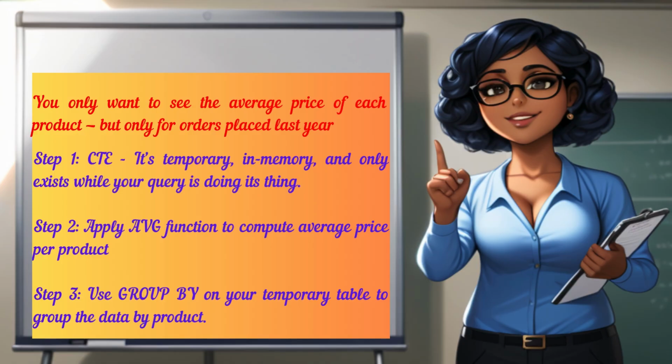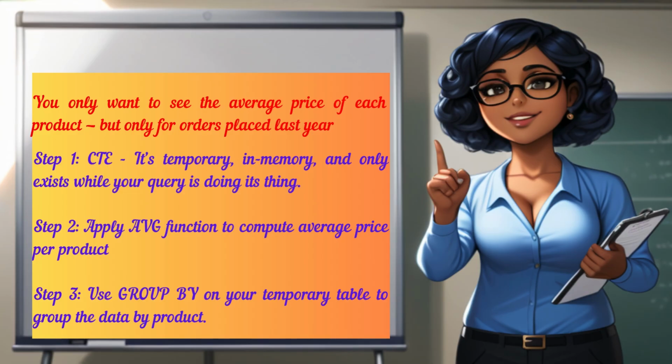So when would you actually use a CTE? Here's a real problem. You only want to see the average price of each product, but only for orders placed last year. Sounds simple, until you try writing that in one go. Trust me, it's messy. So here's the plan. Step 1. Create a temporary table using the with clause. Let's call it recent_orders. It will contain only the orders from last year. Out with the old, we only want fresh, relevant data.